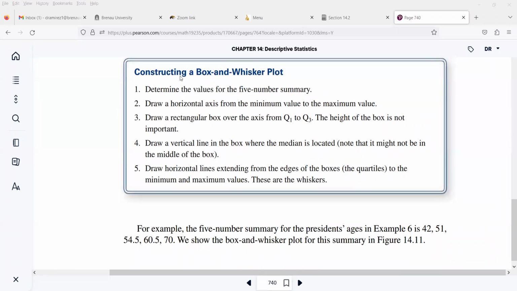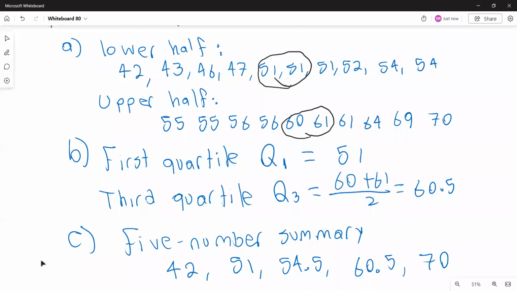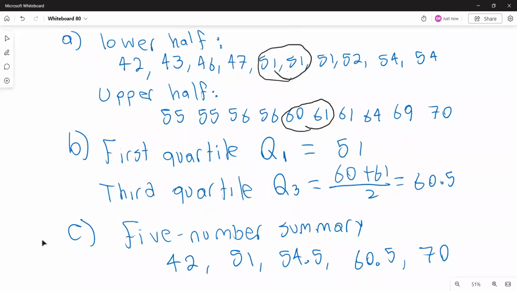Okay, so the directions are a little bit long to construct the box and whisker plot. Luckily, in the homework, you don't need to do it by hand. You are just going to select the correct box plot.